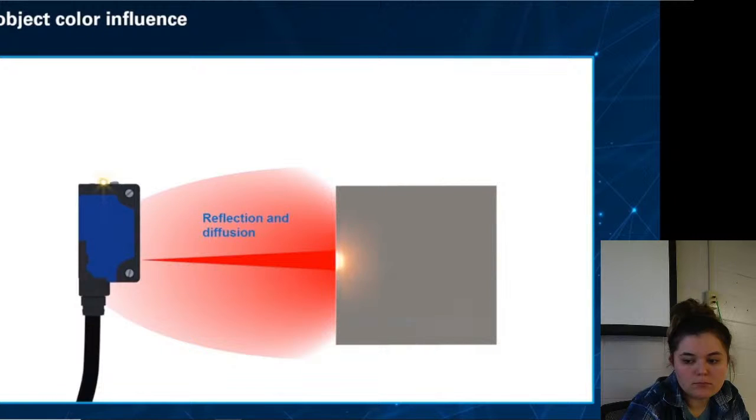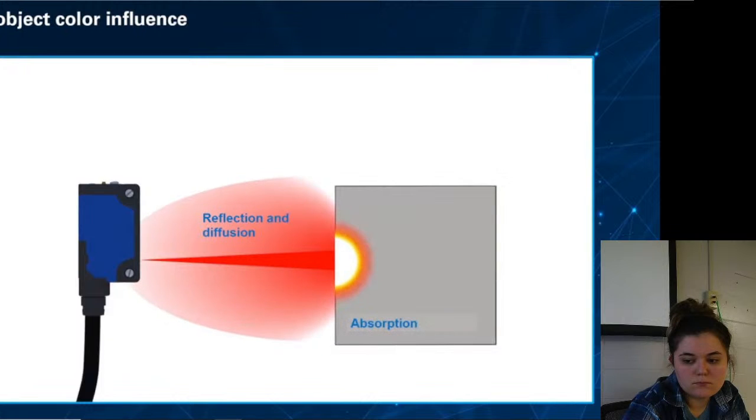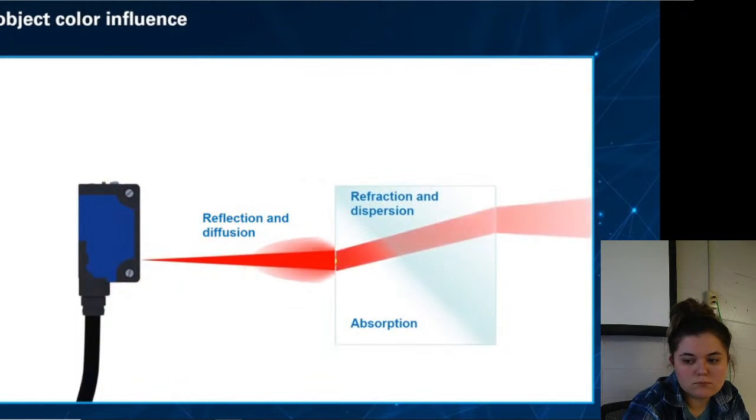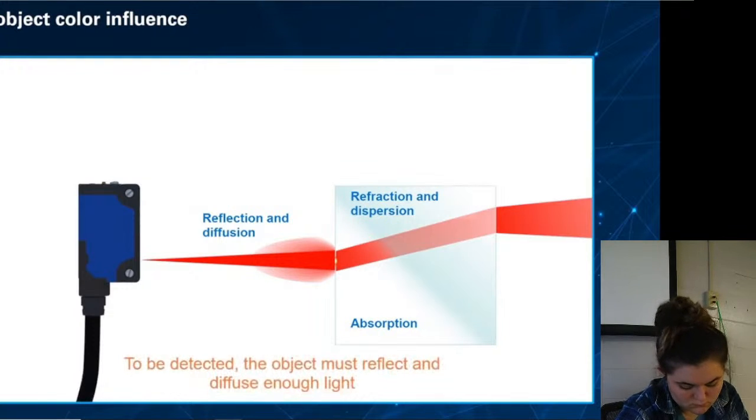One part of the light energy can be absorbed. The energy is transformed into heat, for instance. A black matte object absorbs more energy than a white one. Refraction and dispersion. If the object is transparent, a part of the remaining energy is transmitted with a different angle depending on the material. To sum up, in order to be detected, the object must reflect and diffuse enough light.